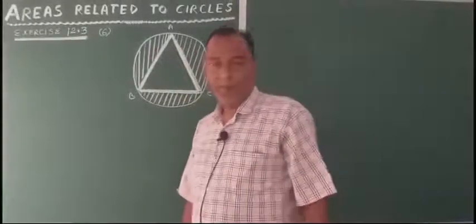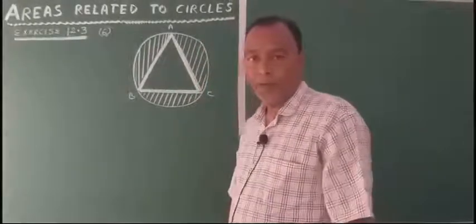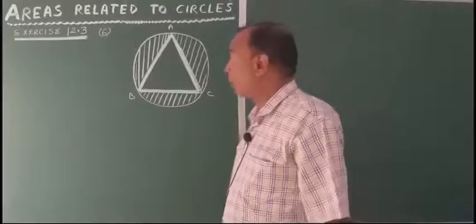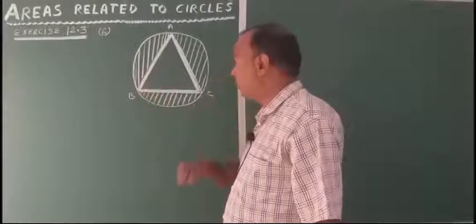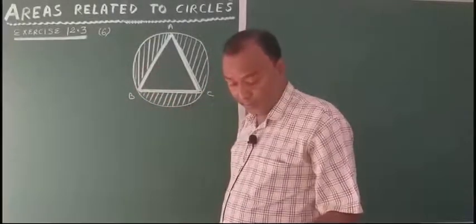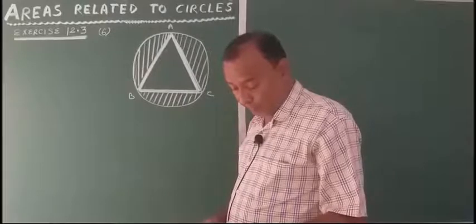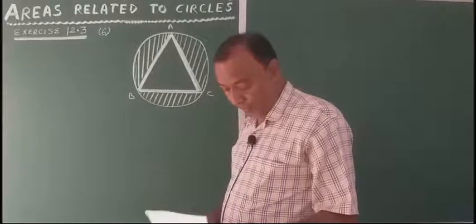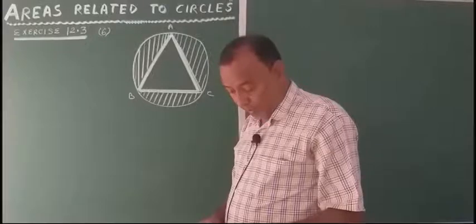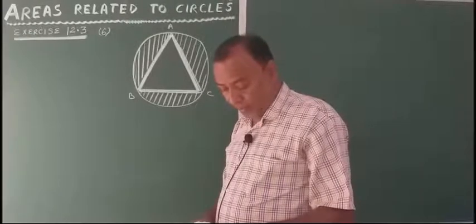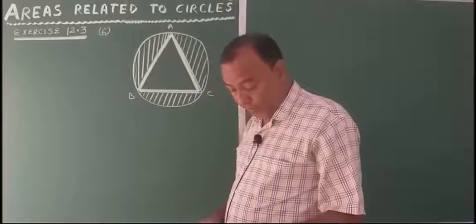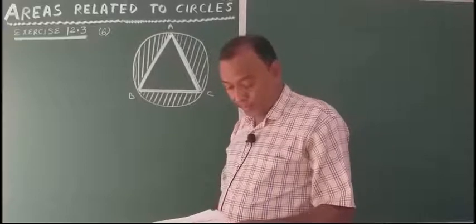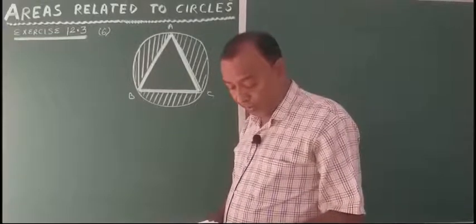Jai Hind everybody. So today I am taking some more problems from exercise 12.3 and this is question number 6. In a circular table cover of radius 32 centimeter, a design is formed leaving an equilateral triangle ABC in the middle as shown in the figure. Find the area of the design.